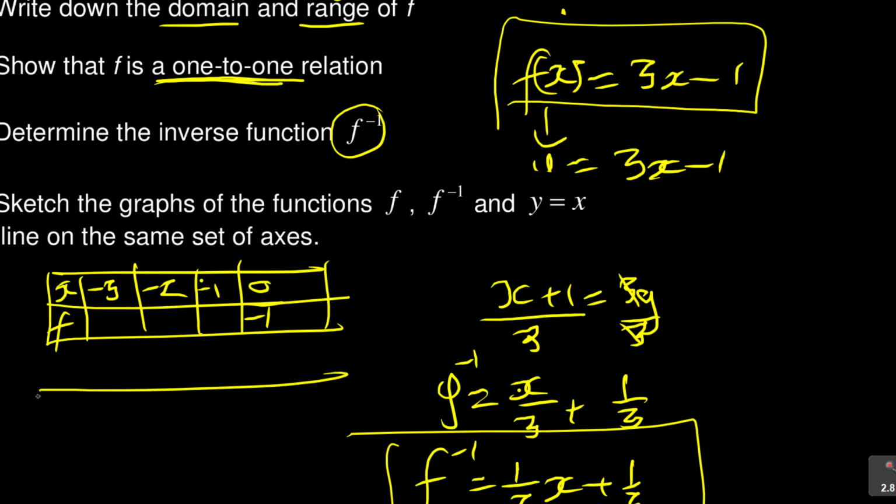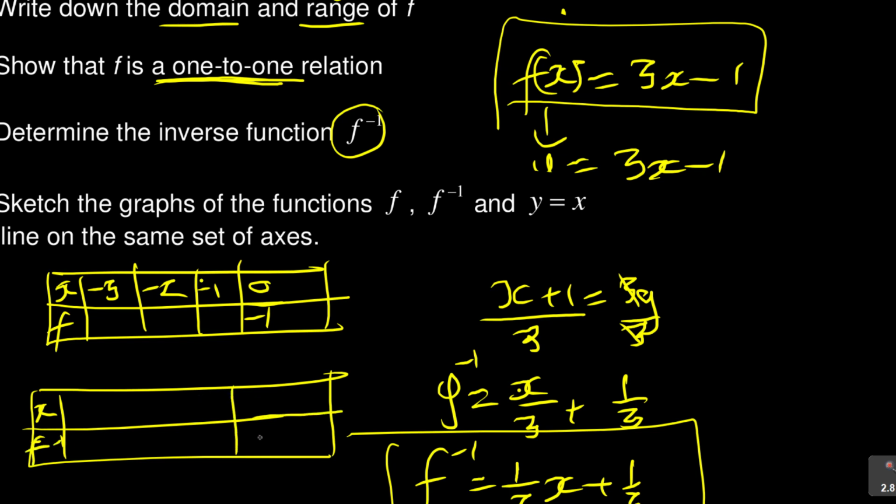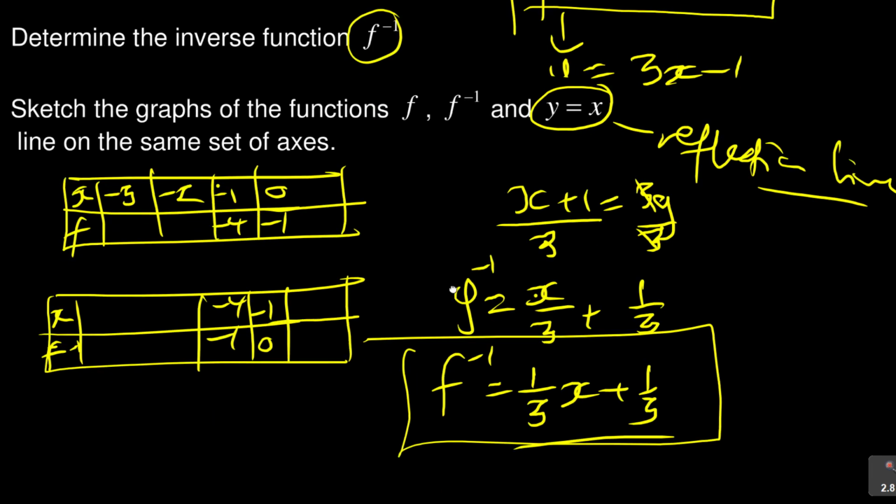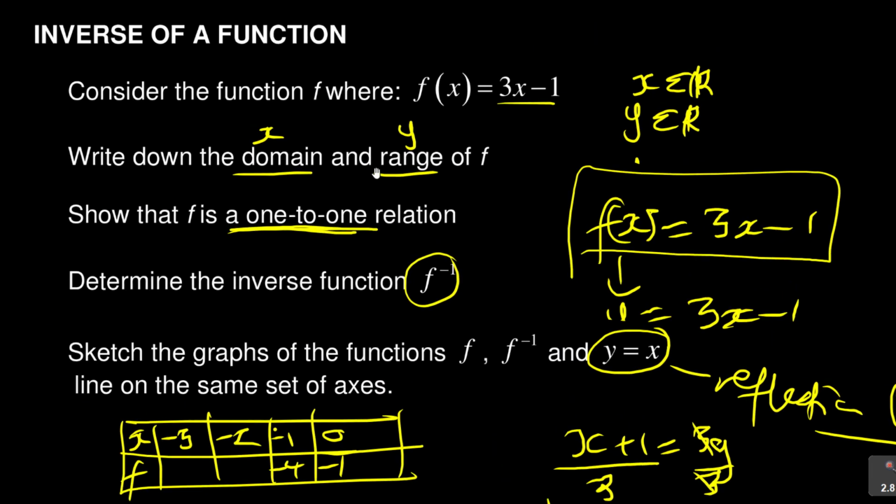On the other graph, you just interchange. On the inverse, say x inverse. Where it is 0 here, you say negative 1, 0. Are you seeing that? And then you say minus 1. If it's minus 1, it's minus 4. You will have minus 4, minus 1. You just interchange. And then you sketch the graph. And the graph of y is equal to x. And remember, this graph is the reflection line.